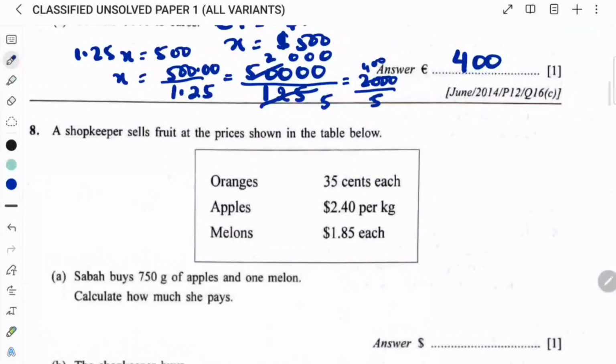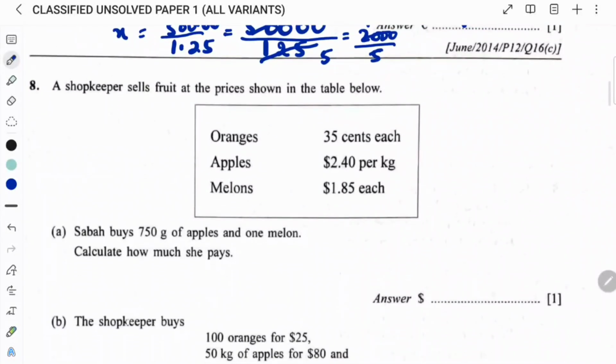All right, the next question, 8. A shopkeeper sells fruit at the prices shown in the table. Oranges are 35 cents each. Apples are $2.40 per kg, and melons are $1.85 each. Sabha buys 750 grams of apples and 1 melon.